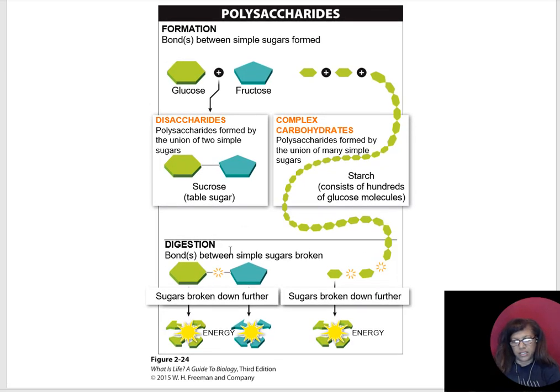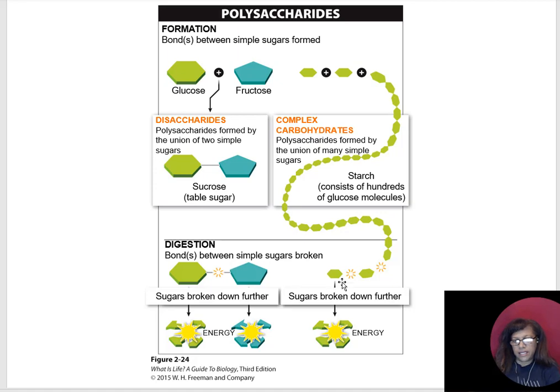So digestion terminology. Digestion is when you're actually taking these bonds and breaking them down. So I can break the bond between these 2 monosaccharides of a disaccharide, between glucose and fructose. And when I break a bond, I get energy, right? And that's the reason why I want to break those bonds. I want to get to that energy because my muscles need it. They need the energy in order to help me walk, help me run.